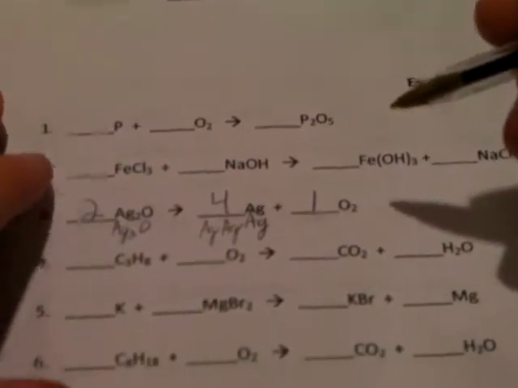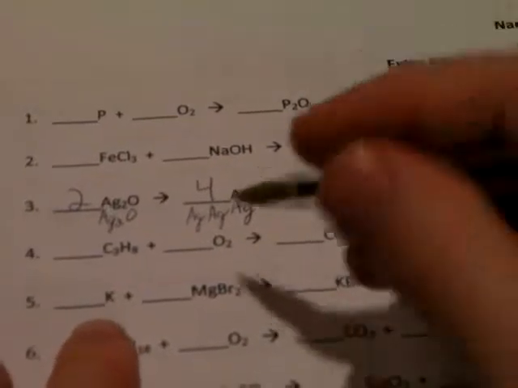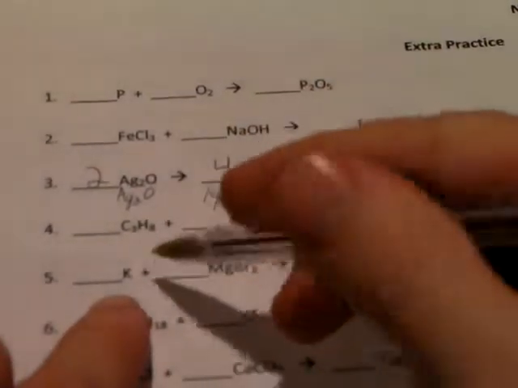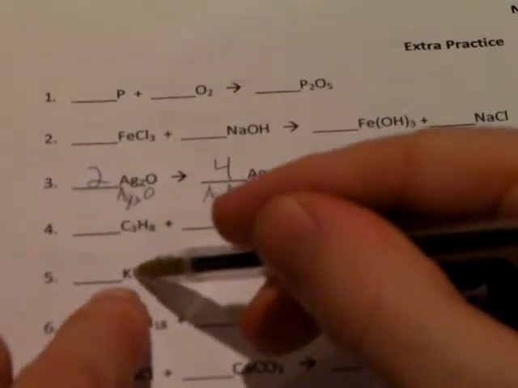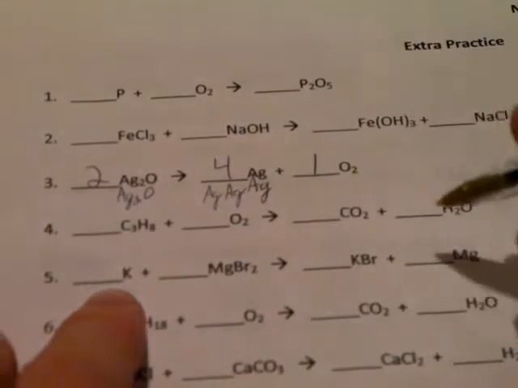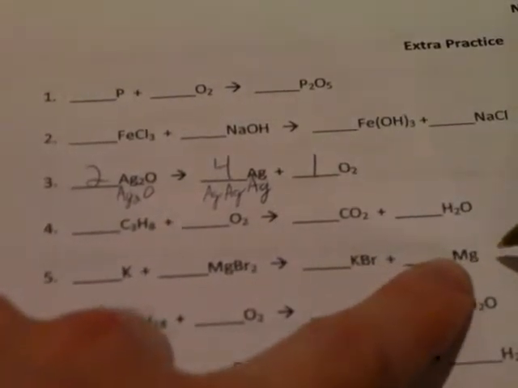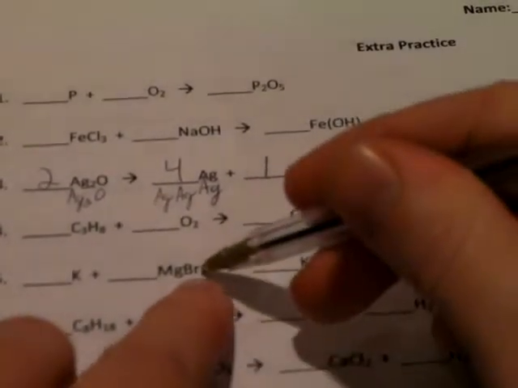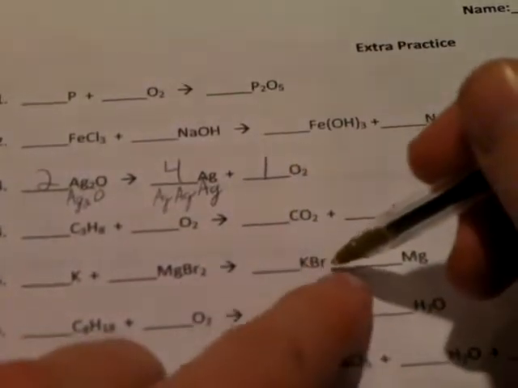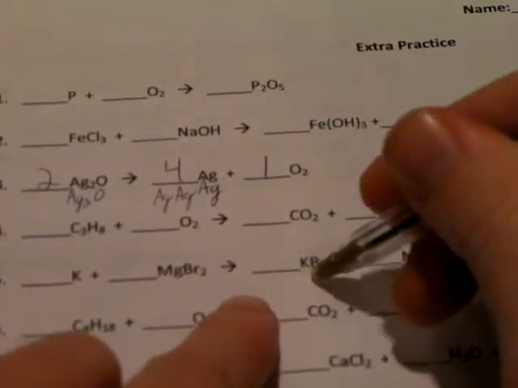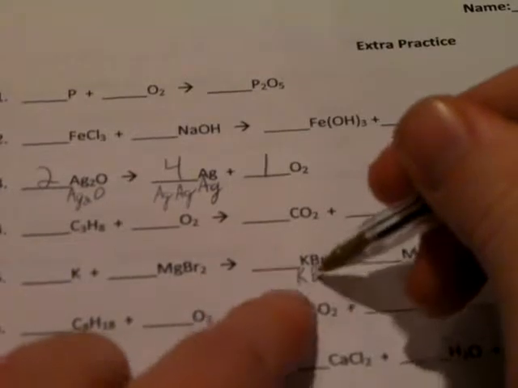I'm going to do one more. Let's start with number 5. Count atoms on both sides. There are 1 potassium over here, 1 potassium on the product side. And 1 magnesium over here, 1 magnesium on the product side. Now 2 Brs, 2 bromine atoms, 1 bromine. So I need to add a bromine, but I need to add a KBr.